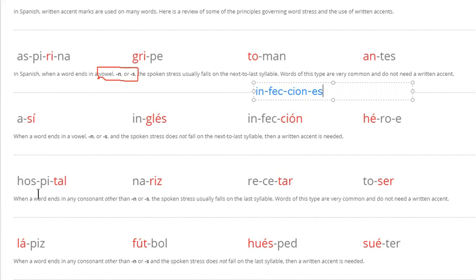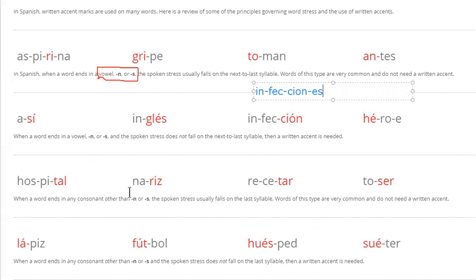But you can see right here, we've got an L at the end, a Z, an R, and an R. We're going to have lots of R words because of our infinitives. We work with verbs a lot. So infinitives always end with the letter R. So what the rule for the infinitive is, is to stress the last syllable.